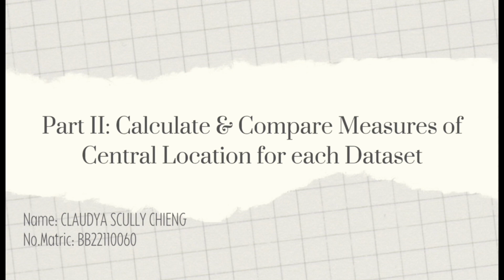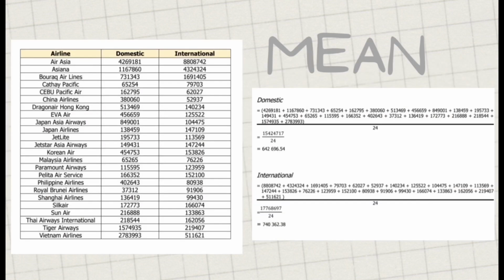I will be presenting part 2, calculate and compare measures of central location in each dataset. For this part, we need to find three things: mean, median, and mode. So we start with the mean first.